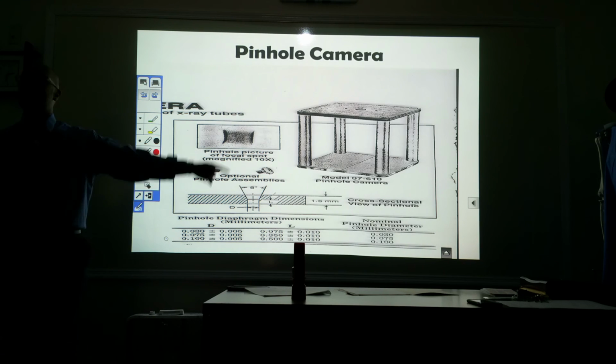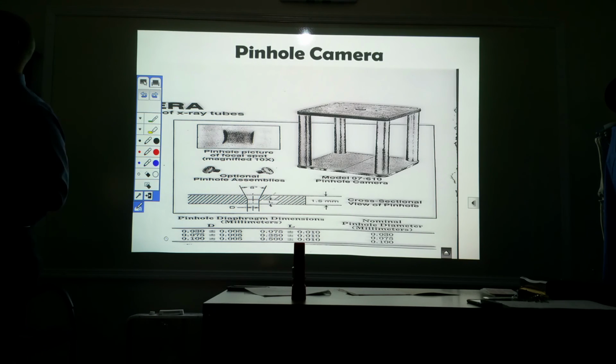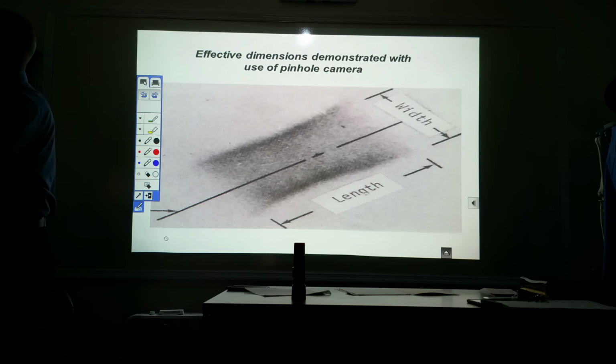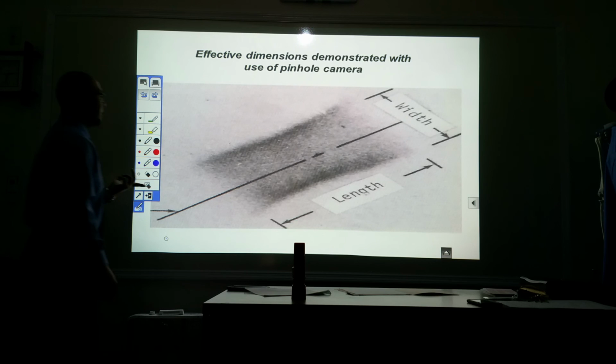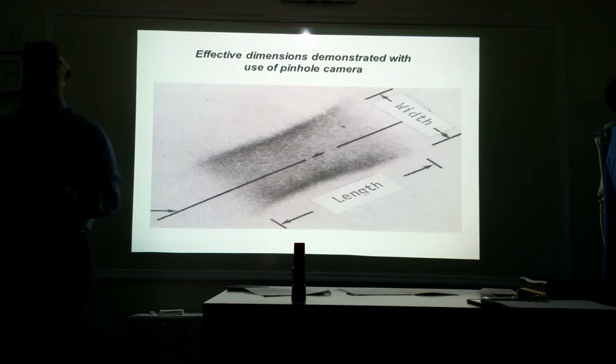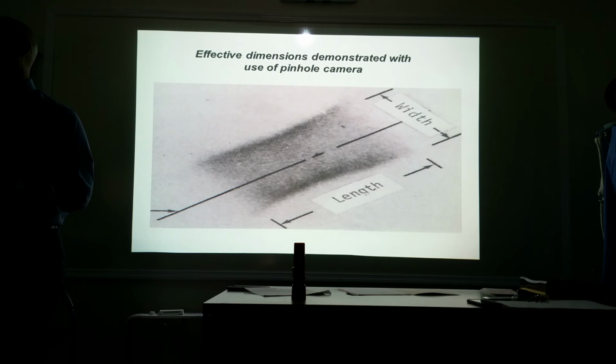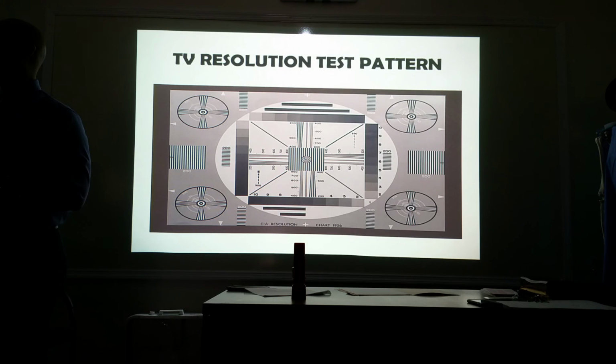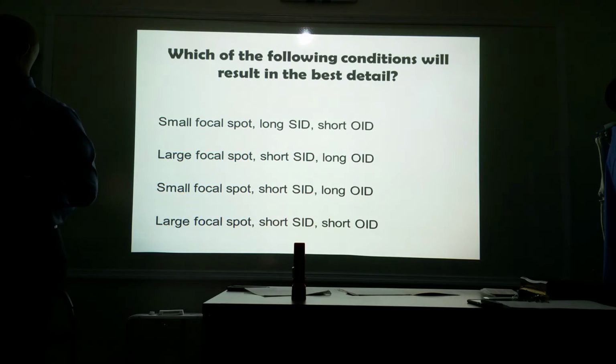Okay? Pinhole camera does the same thing. So we're going to put the x-ray on top of the hole there, take an x-ray of it, and then develop the film. Okay? The developed film will have the exact dimensions of the focal spot size. Same concept. Okay? That's using a pinhole camera. And then we already know about the resolution test pattern and line pair test tool.